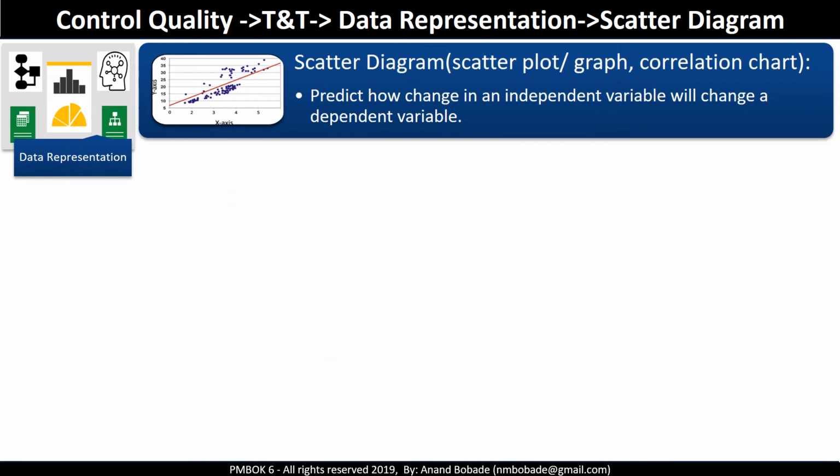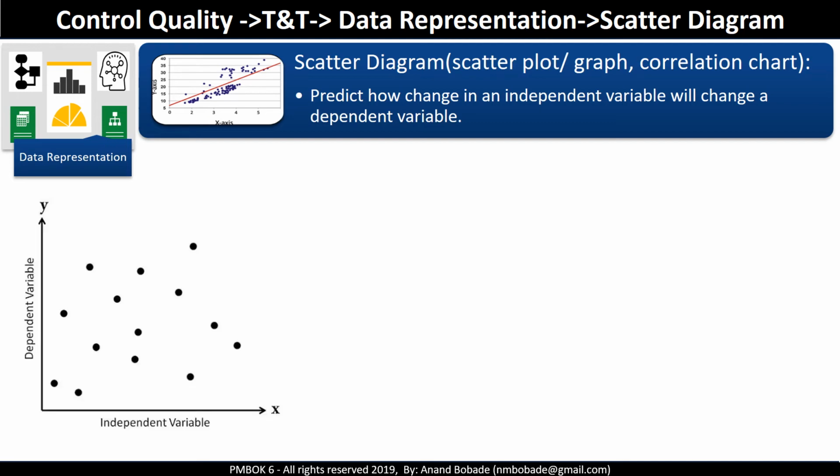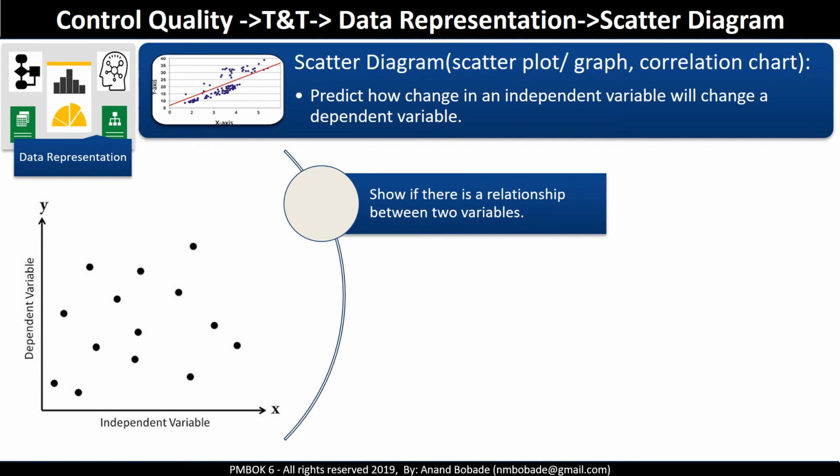Scatter diagrams. It is also called scatter plot or correlation charts. It predicts how change in one variable will change another variable. Take a look at a graph. Scatter diagram shows if there is a relationship between two variables or not. In this case, all the data points are scattered. It means there is no relationship.